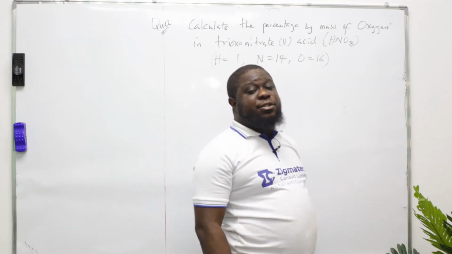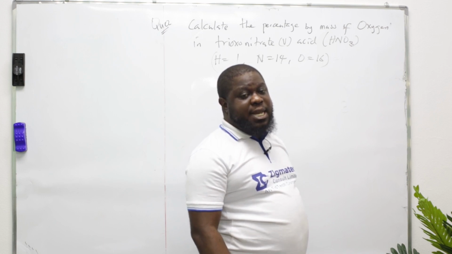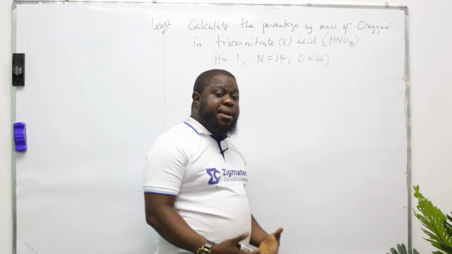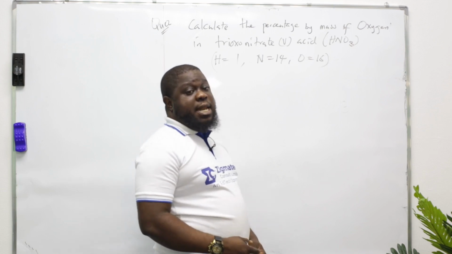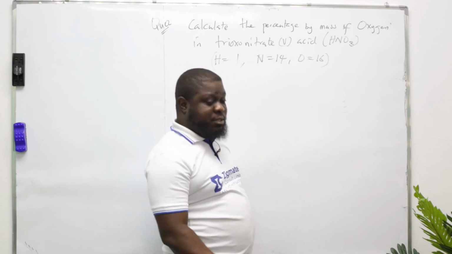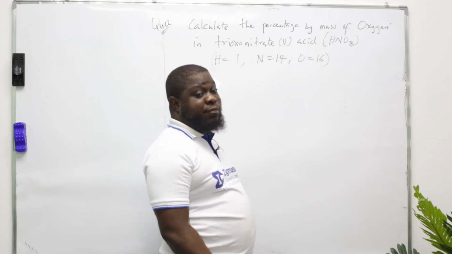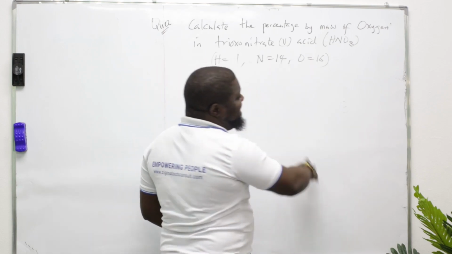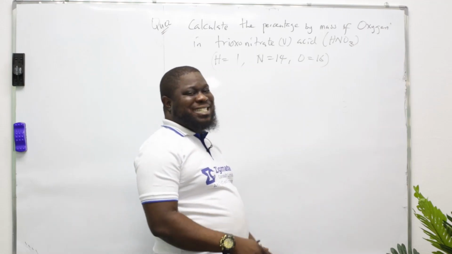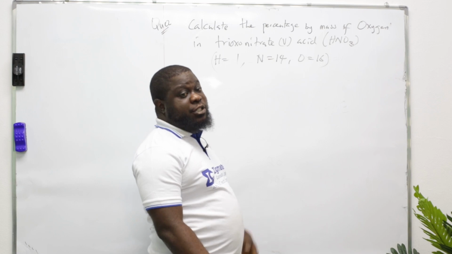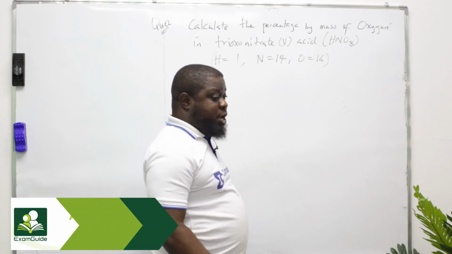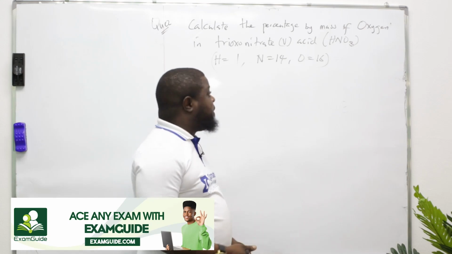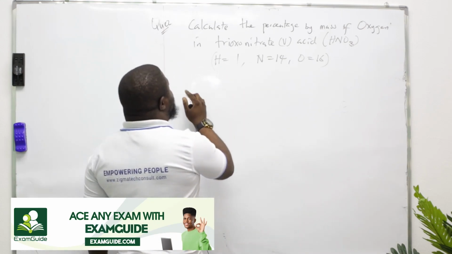Now they said divide the mass of the element in 1 mole by the compound's molar mass, then multiply by 100. First of all, we are going to look for the compound's molar mass. Already you know the mass of the element you're looking for. Then you divide it by the mass of the element. Remember, molar mass is the sum of all the mass numbers in the compound. Already we know that. So therefore, we are going to start now. Compound's molar mass.